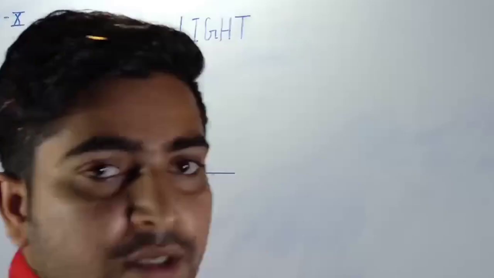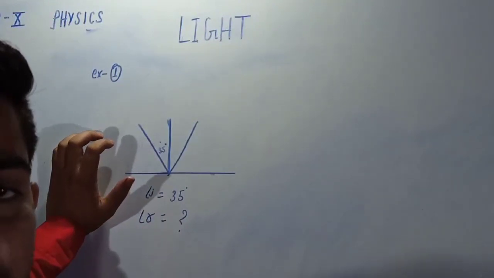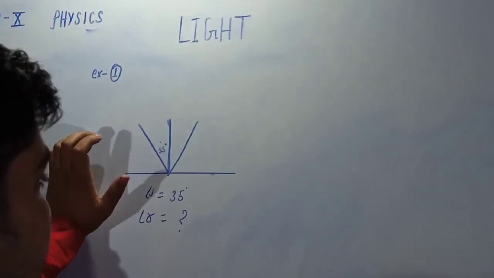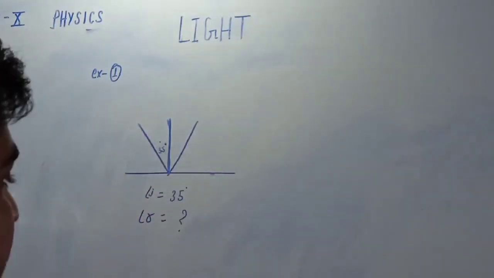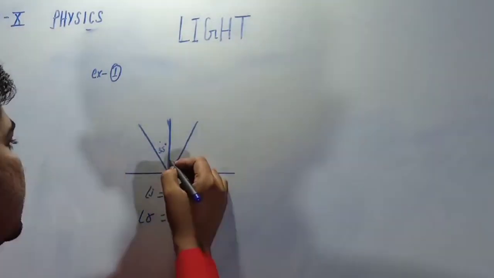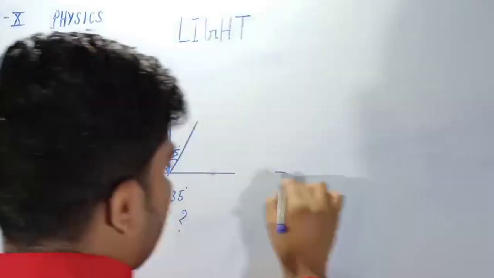So in this case, tell me, if the angle of incidence is equal to 35 degrees, what will be the angle of reflection? You already know this, I taught you. The angle of incidence is equal to the angle of reflection, so it will also be 35 degrees. This is the second problem.